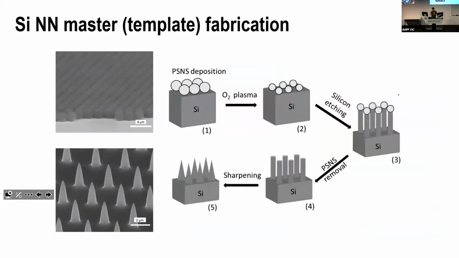The first step of achieving this is to create a silicon nanoneedle master as a template. This template enables us to replicate it into various types of polymeric material. The first step is to deposit polystyrene nanospheres on top of our silicon wafer using convective assembly to create a hexagonal close-packed array. Then we shrink our polystyrene beads using oxygen plasma, and this acts as a mask for our next deep reactive ion etching process. After that, we remove the polystyrene nanospheres and do sharpening. Finally, we obtain the silicon nanoneedle master.